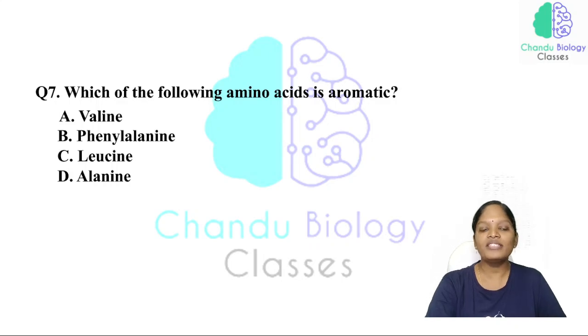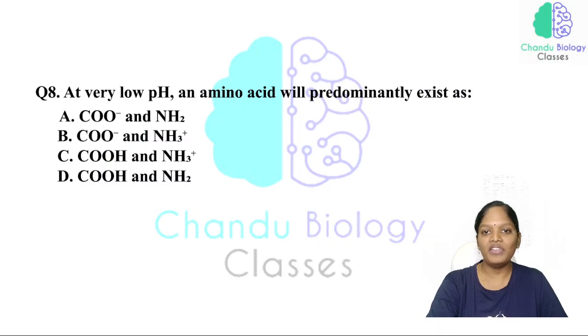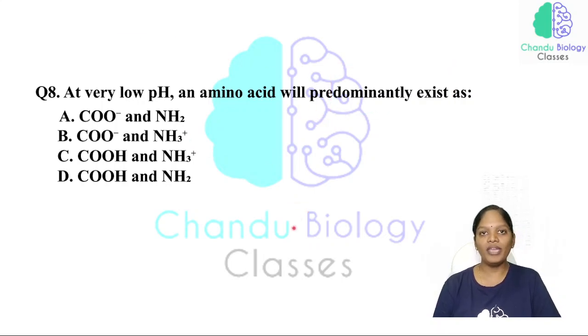Which amino acid is an aromatic amino acid? That will be none other than phenylalanine, as it has a benzene ring within it. At a very low pH, that is less than 2 or less than 3, just like alanine which we discussed before, the amino acid predominantly will be accepting a proton.